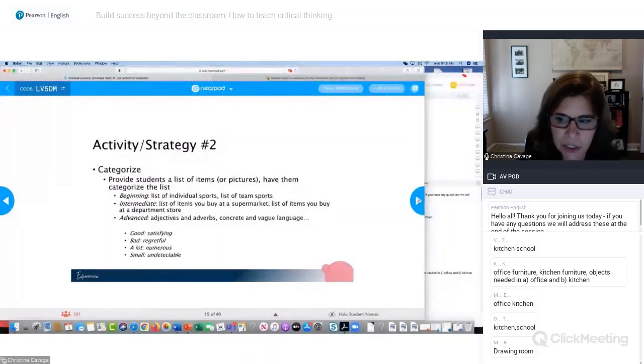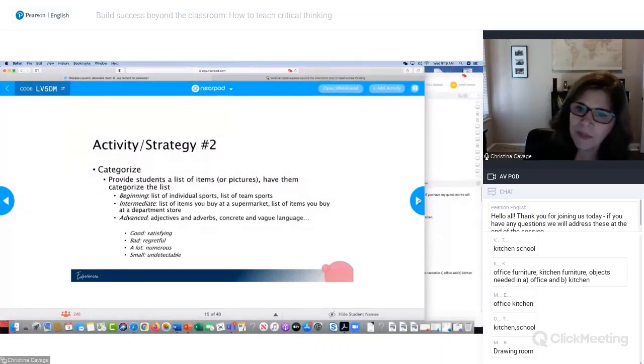What's the relationship? Intermediate, a list of items you buy at the supermarket versus maybe a list of items you buy at a department store. Okay. Advanced, I like to use it for their word knowledge. So adjectives and adverbs, or what you see in the example there is concrete and vague language.